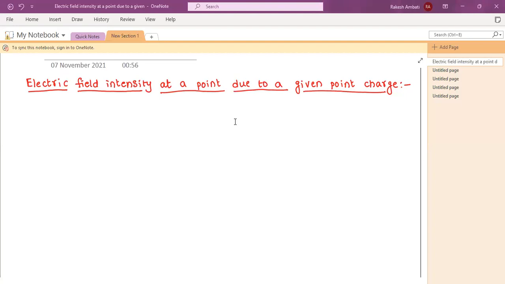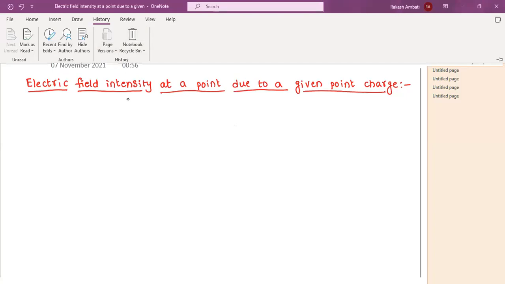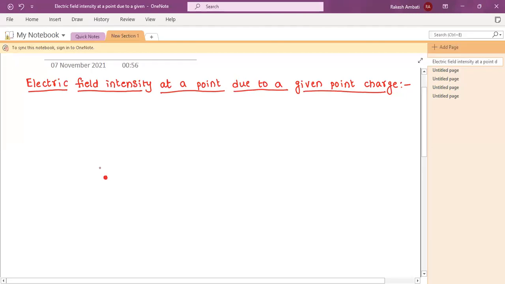Good evening. Today's concept is how to find electric field intensity at a point due to a given point charge. For example, here Q is the given point charge, and we have to find electric field intensity at point P.